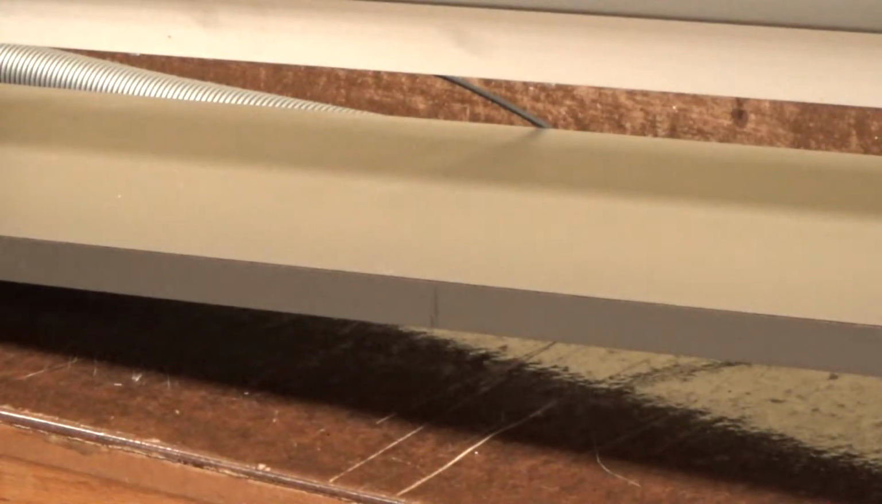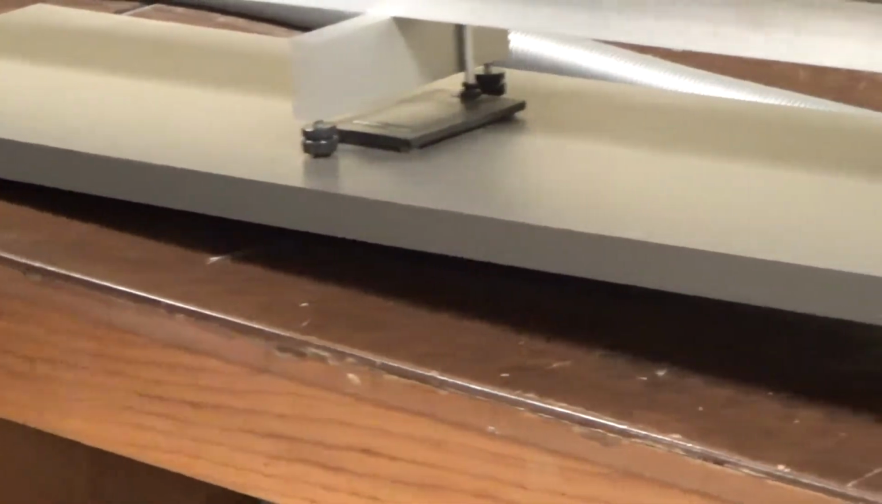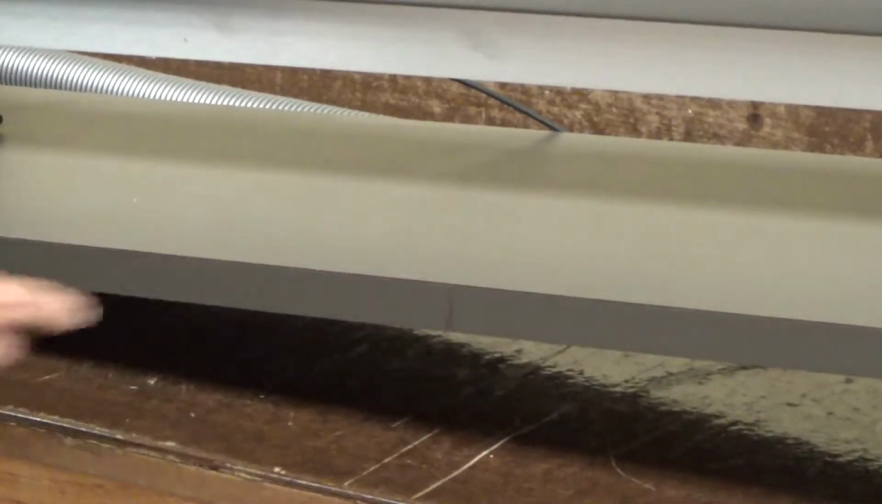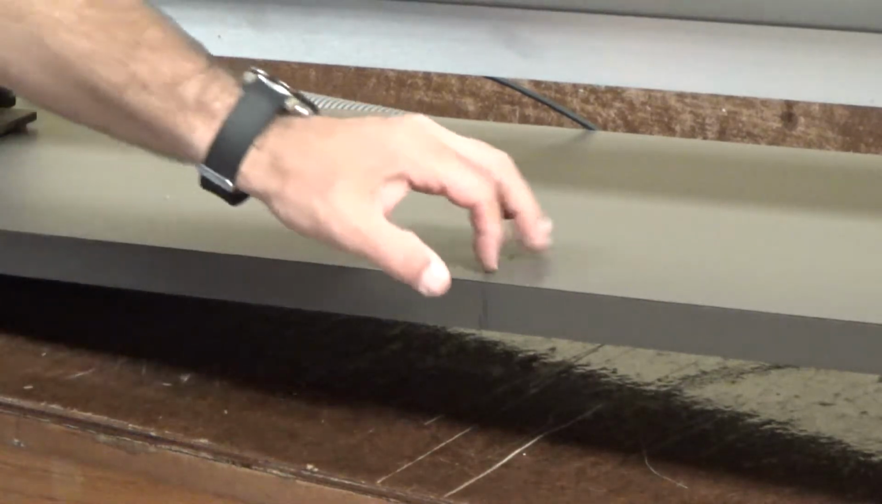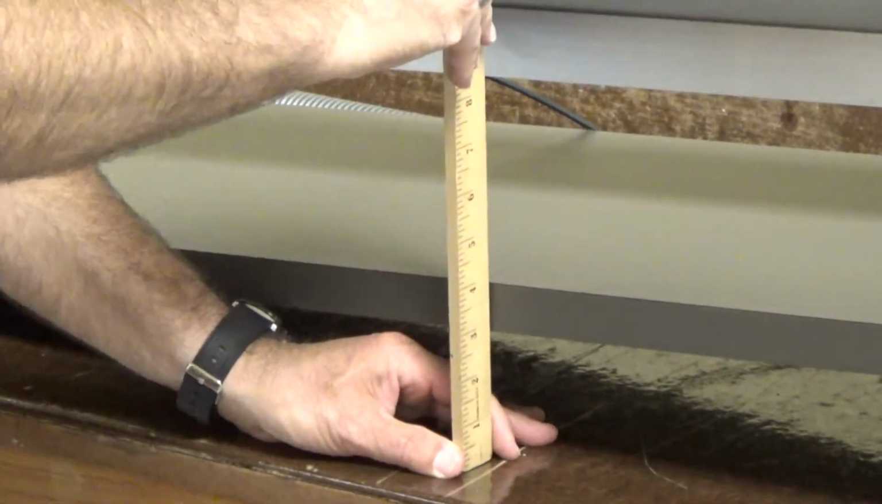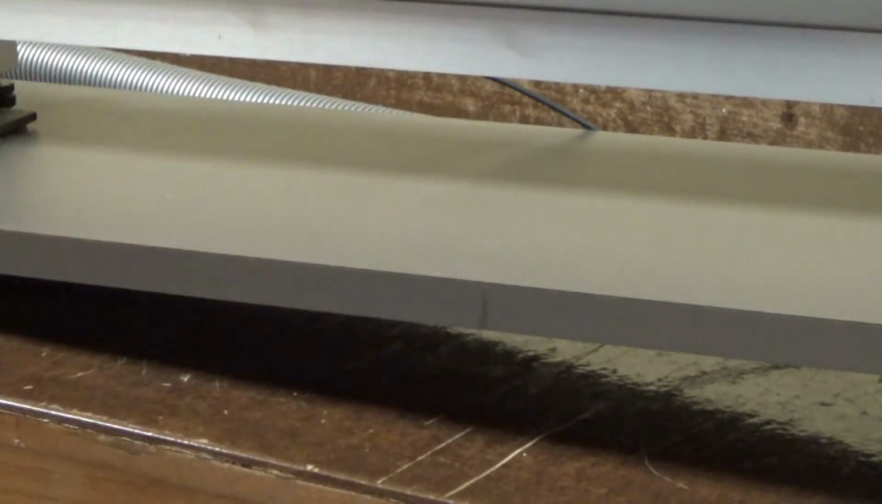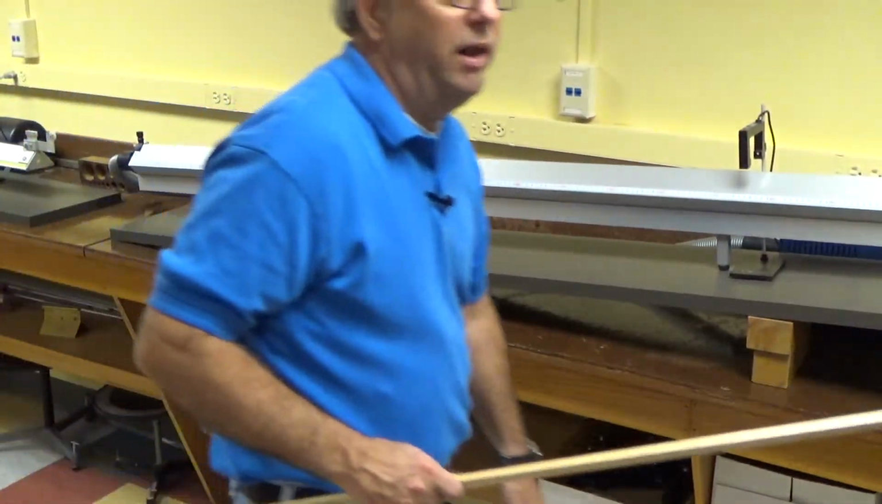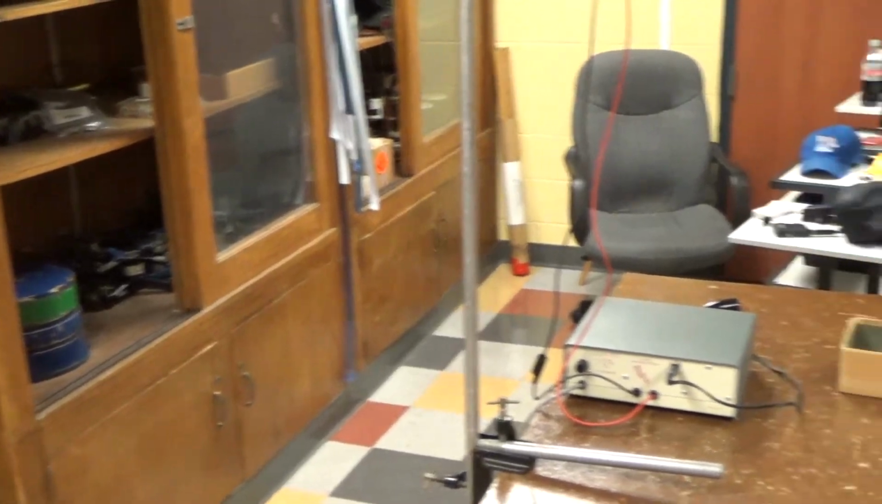That makes an angle with the table. This would be the hypotenuse along the board. This would be the base, and then the height that I measure is, let's see what I get. So I'm going to put this at the 100 centimeter mark on the hypotenuse, and I get 7 centimeters. So let's walk over to the board and I'll show you how to calculate that angle.